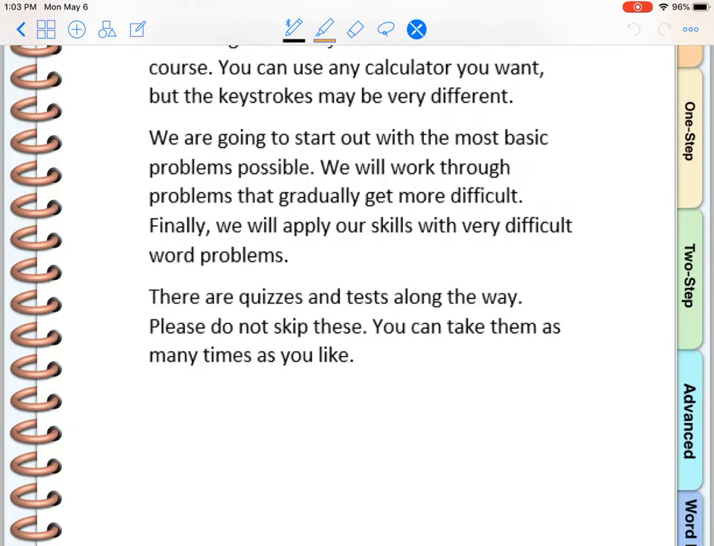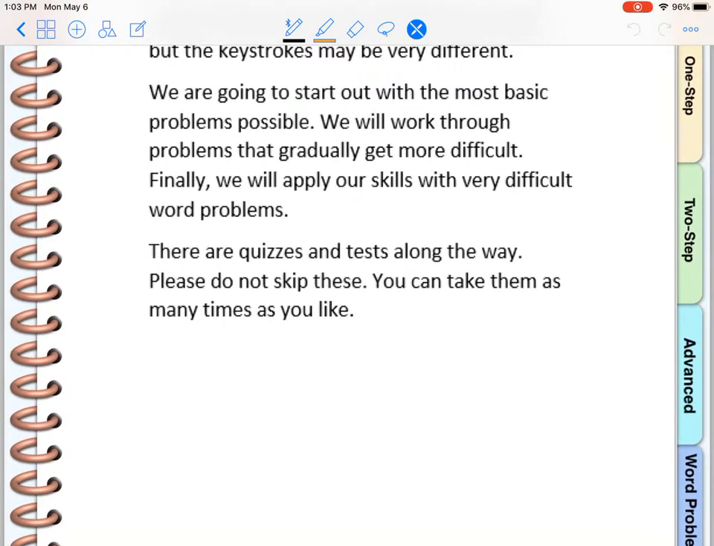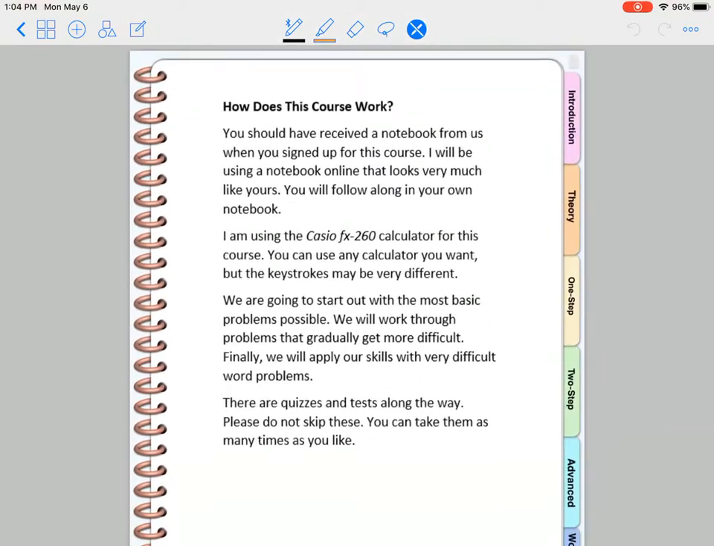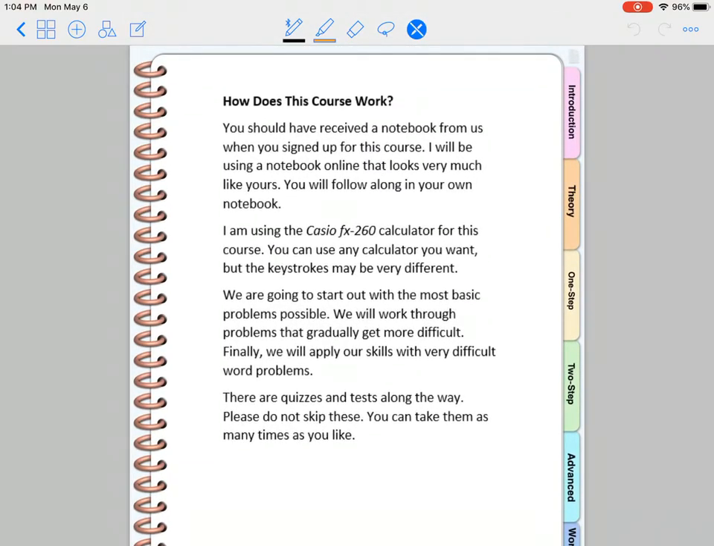Skipping ahead is not a good thing in advanced math. You need to get the basics from the bottom up, and then it works much easier. There are quizzes and tests along the way. Please do not skip these. You don't have to turn them in to me. I just want you to take them as many times as you like until you really get comfortable with the problems. There are also some practice sheets built into each module, so you can have some opportunity to practice the skills before you move to the next module.